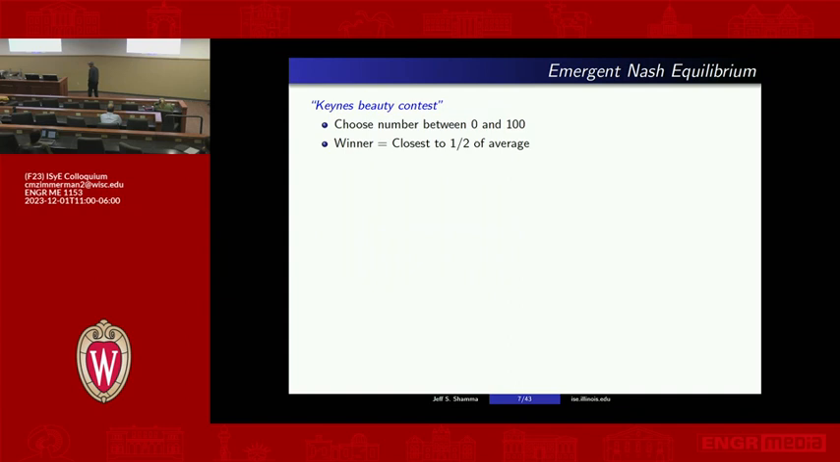So let's not just do this conceptually. Let's do it here. I have six pieces of paper. Take one. Department head pressure's on. Okay, so you know the rules. Pick a number between 0 and 100. I'm going to get all the numbers and take the average. Then I'm going to divide it by 2. And whoever's closest to the average divided by 2 is the winner.